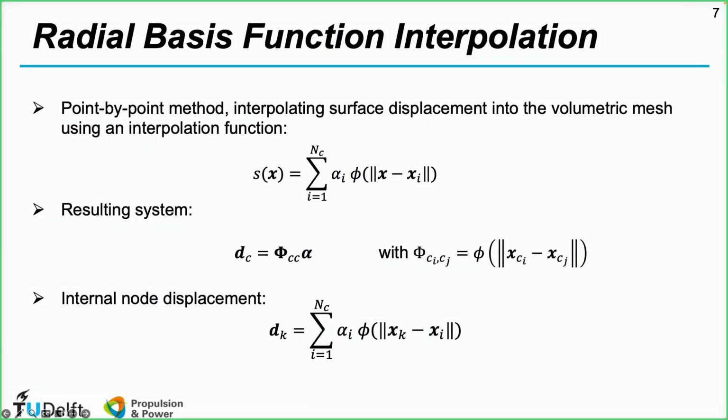Basically, it's a point-by-point method which interpolates some surface displacements into the volumetric mesh by using this interpolation function. So it basically states that at any x coordinate, you can find the displacement by summing the interpolation coefficients alpha with a radial basis function evaluation, which is based on the Euclidean distance. You can do this for all control nodes where you have a known displacement, and then you can set up the following system where the displacements of your control nodes are equal to some interpolation matrix times the interpolation coefficients vector, where the entries of the interpolation matrix contain the radial basis function evaluations from one control node with respect to the other.